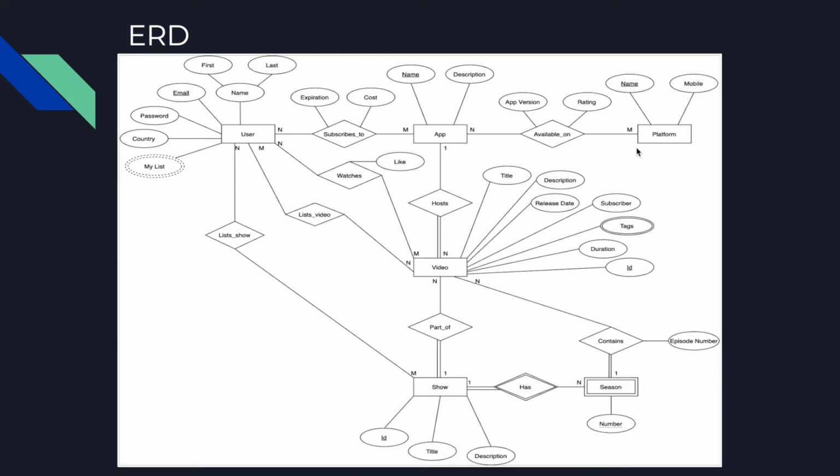And then for our relationships, user can subscribe to an app. Apps are on the platform. Apps can host any number of videos, but a video is hosted by one app. And then down here we can see that season is a weak entity utilizing the show ID in addition to the season number.